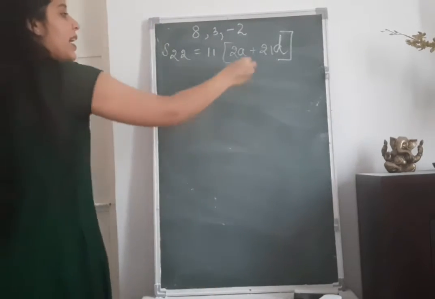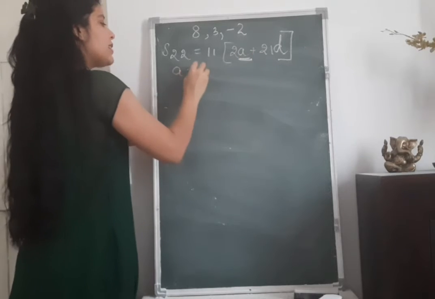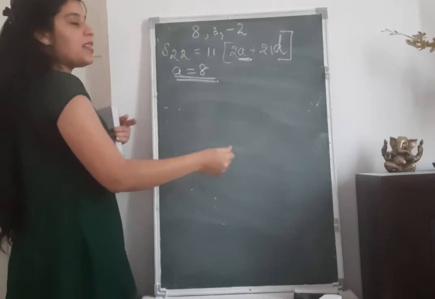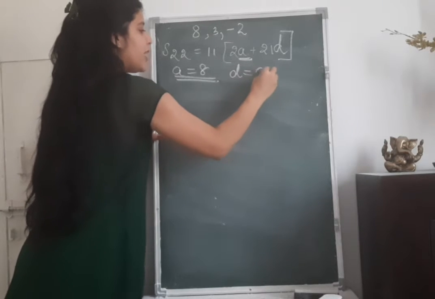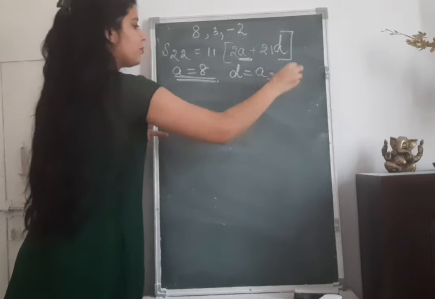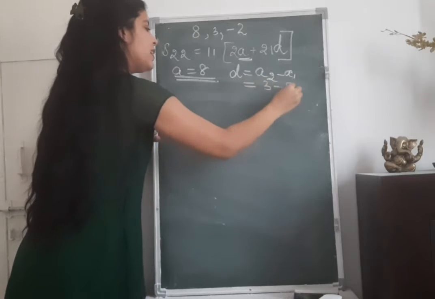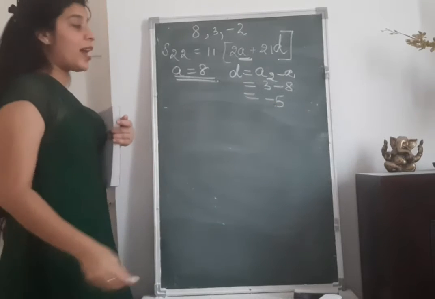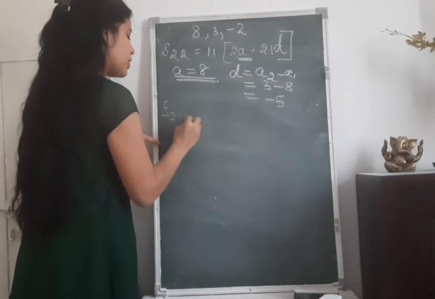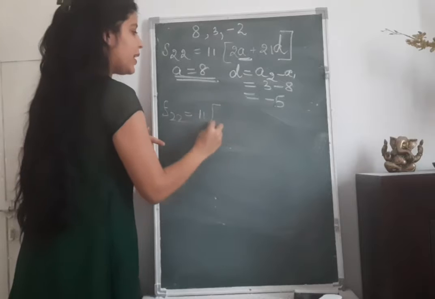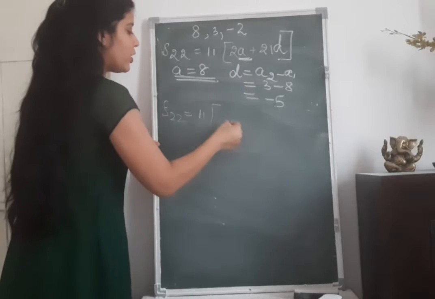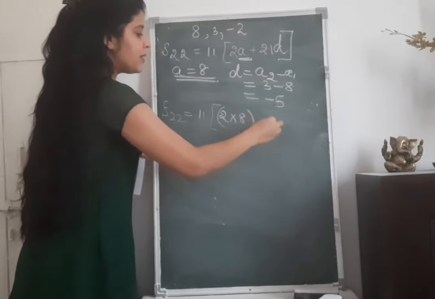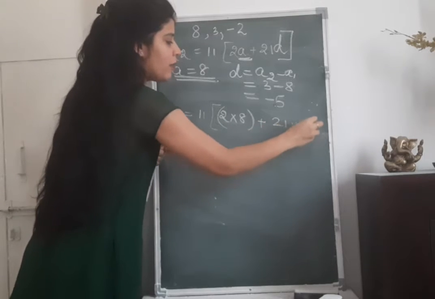What is the a here? The first term for the series is 8. What is the common difference here? It will be a2 minus a1, that is 3 minus 8, which is equal to minus 5. Right? So S of 22 is going to be equal to 11 into 2a, that is 2 into 8, plus 21 into minus 5.